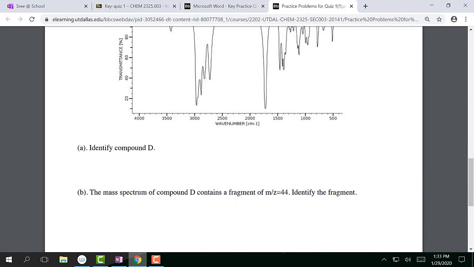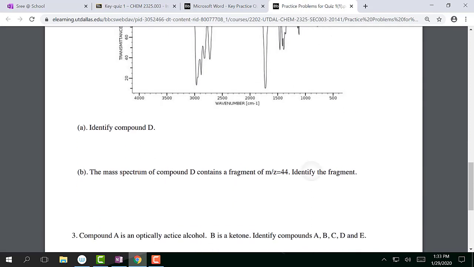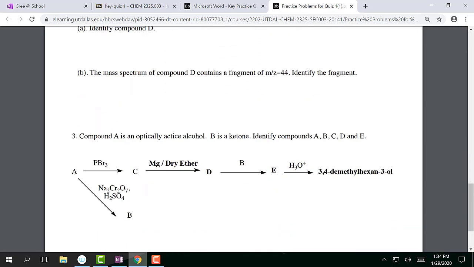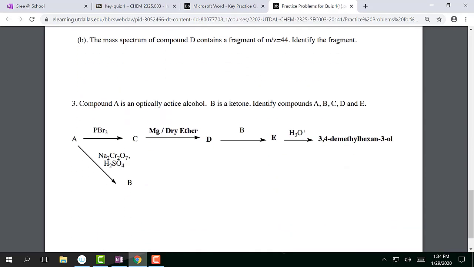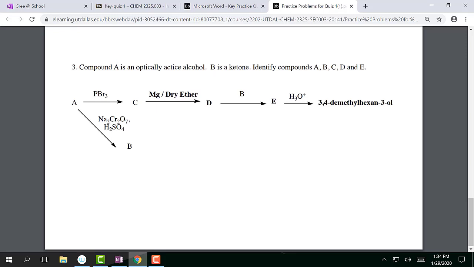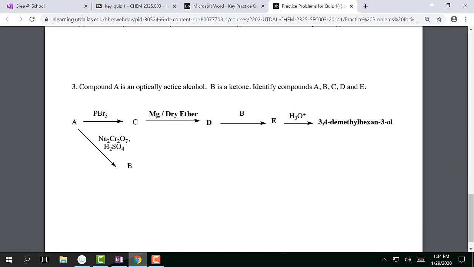Okay. So we're gonna do this synthesis problem. I think that's the last question. Just looking at this problem, there's going to be a lot of steps. Hopefully you'll recognize the reagents. So PBr3, that usually turns OH into bromine, and Mg with bromine, that's a Grignard reagent.